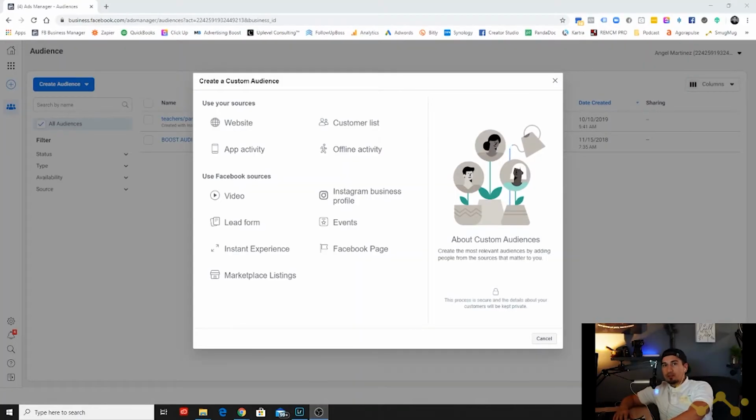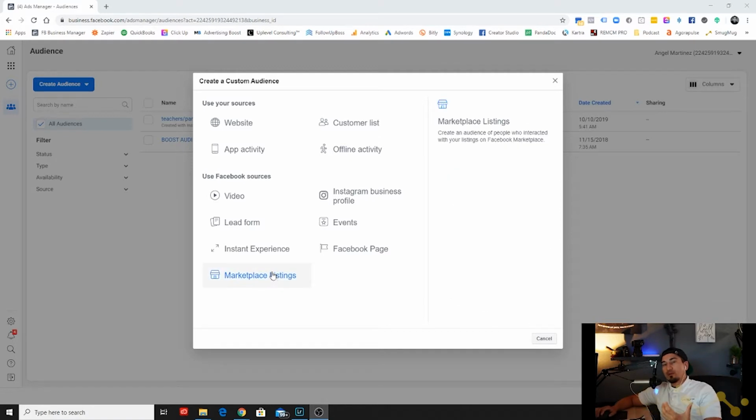We are here inside of the audience manager within the Facebook Ads Manager platform. Basically, what I want to show you guys is a quick strategy that we use with our clients, or really for all leads, whether the leads convert, whether they don't convert, whether you got bad information, wrong phone number, or wrong email.